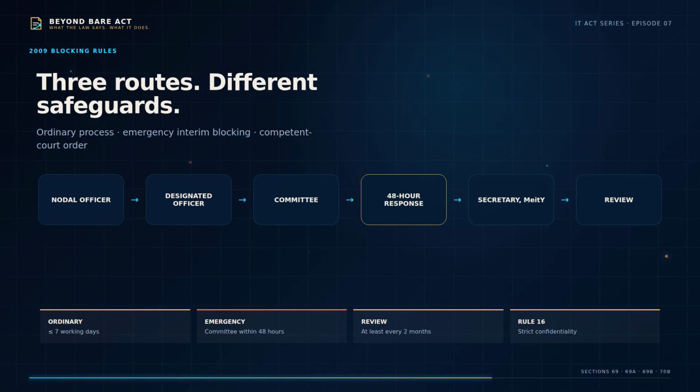A separate route operates when a competent Indian court issues an order. The review committee meets at least once every 2 months and may set aside a non-compliant direction and require unblocking. Rule 16 requires strict confidentiality about requests and action taken. Confidentiality may protect sensitive material, but it can also make a challenge difficult if the affected person cannot see the order or reasons. That tension is why reasoned records and judicial review matter.